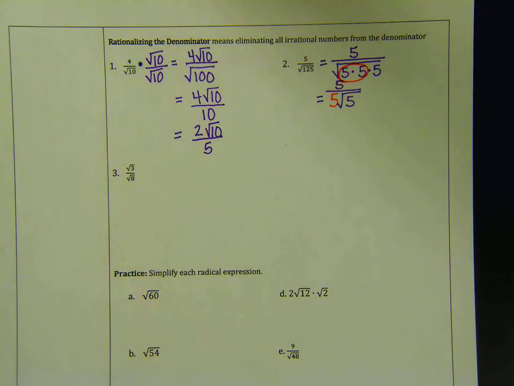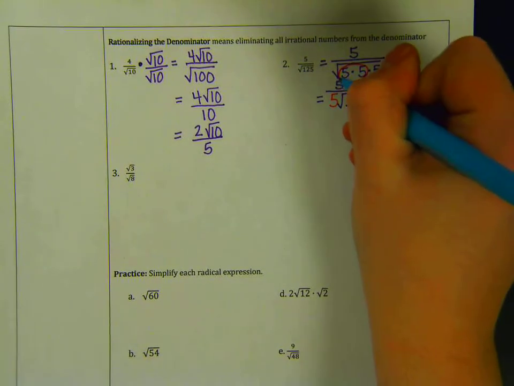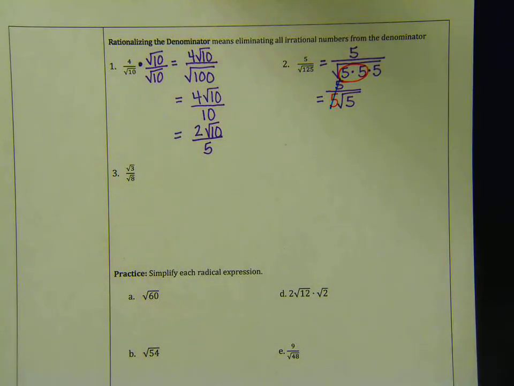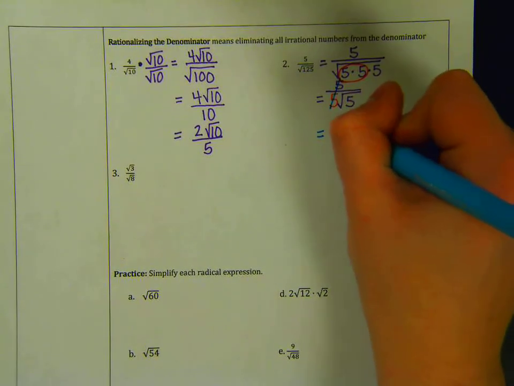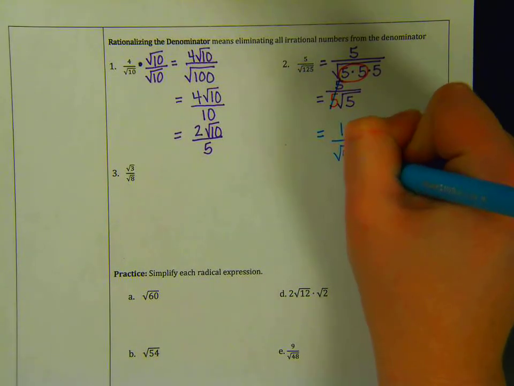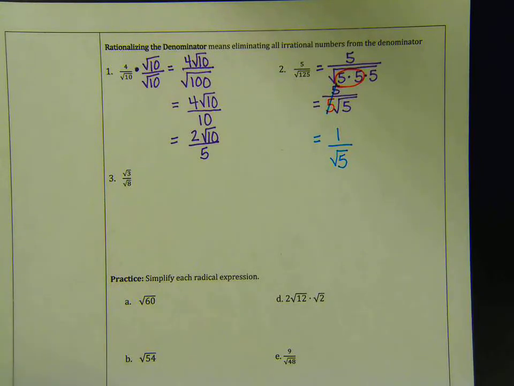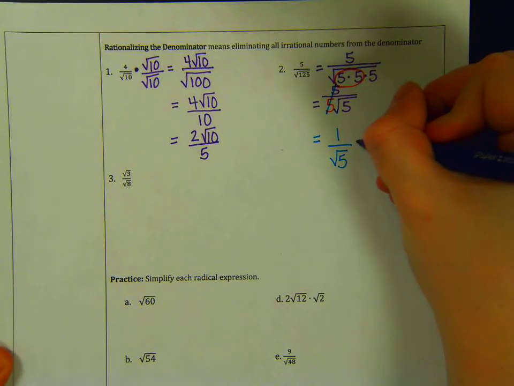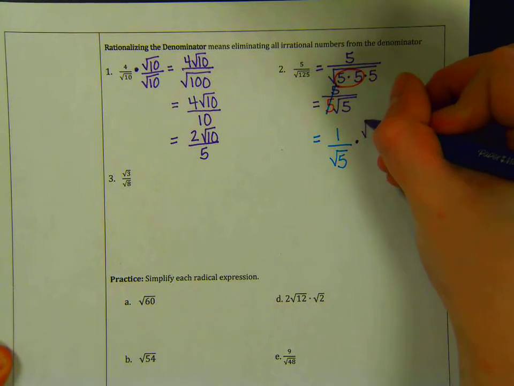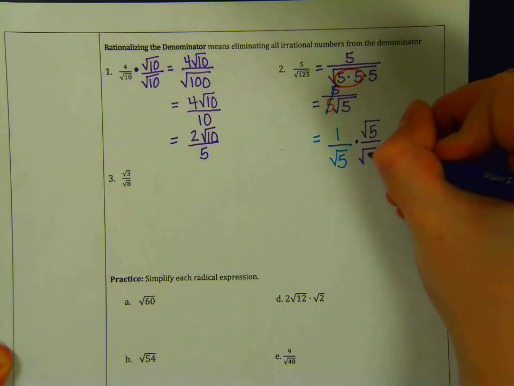I still have a lonely 5 right here, and a lonely 5 up top. I see something that can cancel off. 5 divided by 5 is 1, so those two things cancel, and I'm left with 1 over the square root of 5. We still have to rationalize the denominator, but now it's a lot simpler than it would have been before. So rationalizing means I'm multiplying by my form of 1. I'm multiplying by the square root of 5 over the square root of 5.